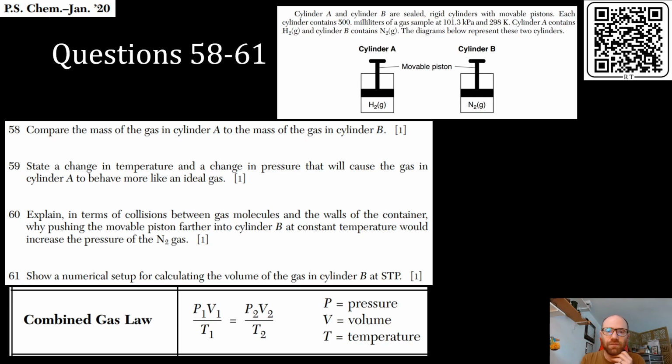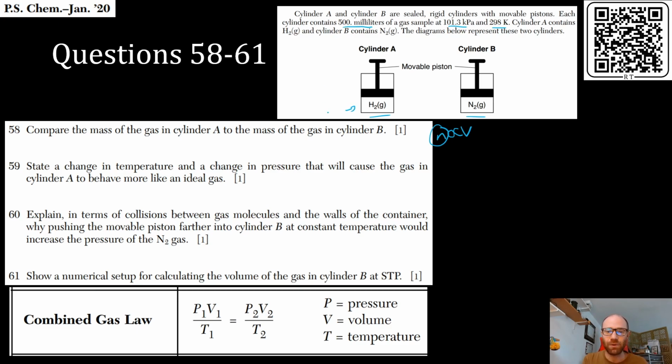We've got 500 milliliters of gas, each of them at 101.3 kilopascals, 298 K. We've got H2 and N2. Okay, now we can take a look. Compare the mass of the gas in cylinder A to the mass of the gas in cylinder B. Oh boy. Avogadro's hypothesis says that if the temperatures and pressures are equal, then the number of particles and volume are proportional. Since these are the same volumes too, it's the same number of moles, the same number of particles. However, each particle has a different mass.